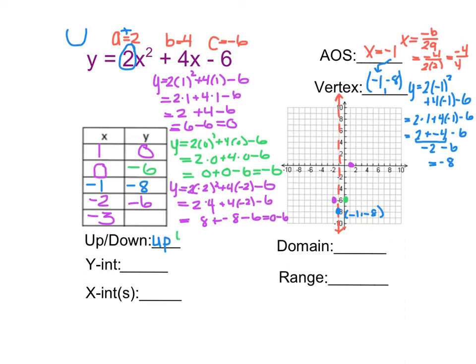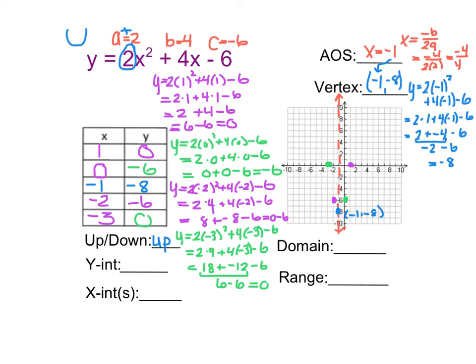And then I end with negative 3, so y equals 2 times negative 3 squared plus 4 times negative 3 minus 6. Exponent comes first, so it's 2 times 9 plus 4 times negative 3 minus 6. Now we do multiplication, so that's 18 plus a negative 12 minus 6. Well, that becomes 6 minus 6, which is 0. So we have x is negative 3, y is 0.